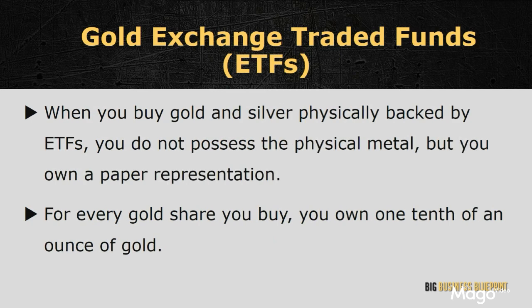As mentioned in the previous module discussing silver investment techniques, when you buy gold and silver physically backed ETFs, you do not possess the physical metal, but you own a paper representation. The difference between silver and gold ETFs is that with respect to gold ETFs, for every gold share you buy, you own 1/10 of an ounce of gold. A custodian, usually a large bank, stores the actual metal. The share-to-metal correlation erodes the longer you hold the shares. The fund must sell gold, for example, periodically to pay for expenses, which decreases the amount of gold allocated to each share.